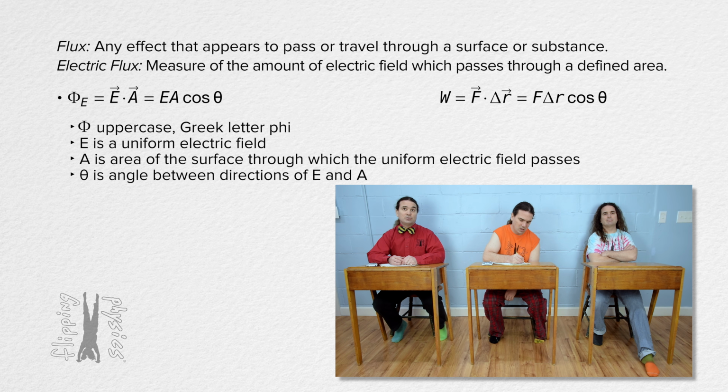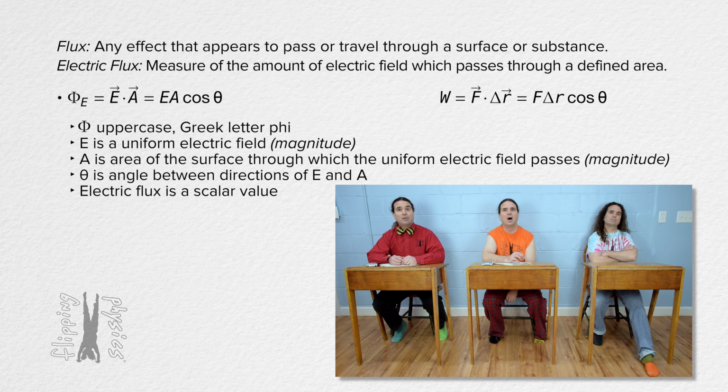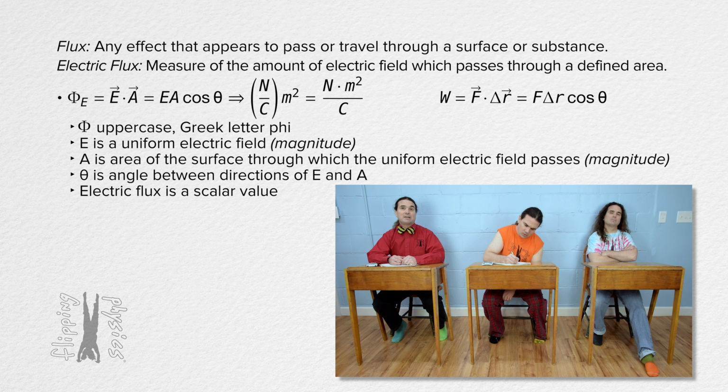That means we should use the magnitudes of the electric field and area, and that the value of the cosine of the angle between the electric field and the area determines if the electric flux is positive or negative. Electric flux is a scalar. The units for electric flux are, well, electric field is in newtons per coulomb and area is in square meters, so the units for electric flux are newtons times square meters divided by coulombs.